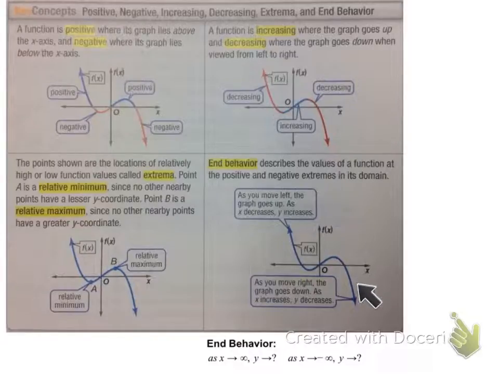So, notice that it's increasing on the very far left, increasing to the point it gets to the bottom of the hill, then it increases and then it decreases again. There could be multiple changes of positives and negatives and increases and decreases. We then talk about those changes, those hills, okay?